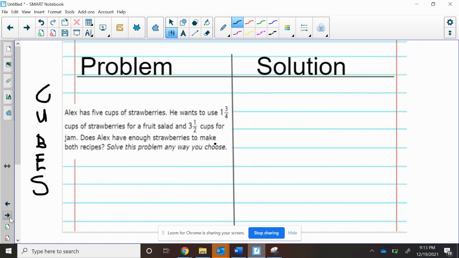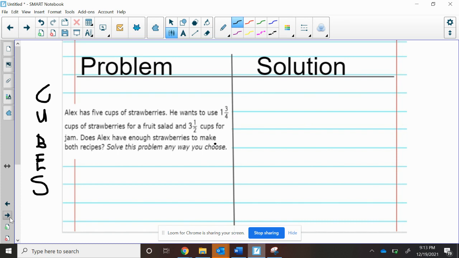All right, here's our solve and share problem for today. It says Alex has 5 cups of strawberries. He wants to use 1 3/4 cups of strawberries for fruit salad and 3.5 cups for jam. Does Alex have enough strawberries to make both recipes? Solve this problem any way that you choose.